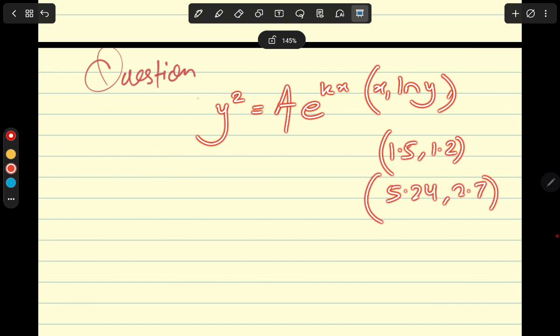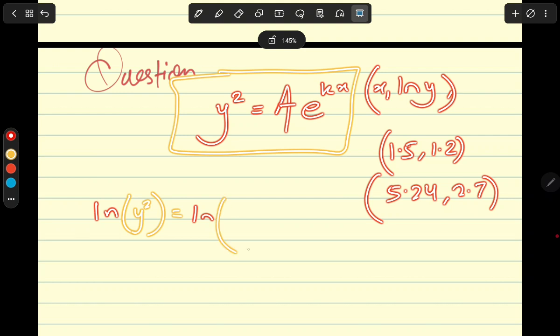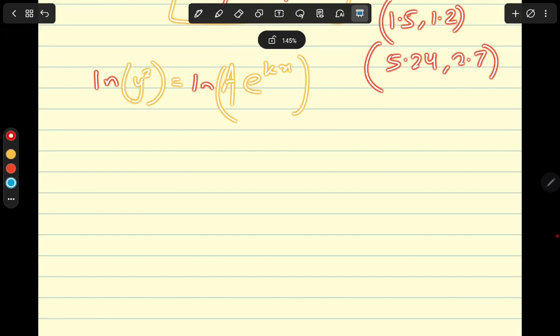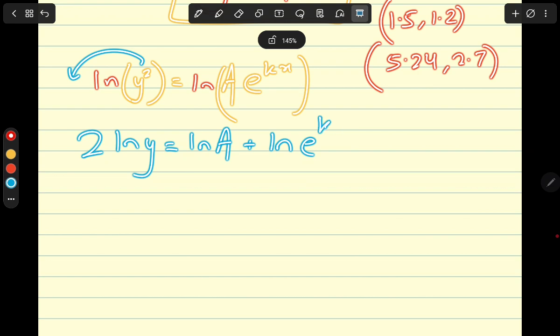Now you will notice that there is no ln y here, right? So now you are going to convert it into ln y, and how do you do that? You introduce the natural log, or the ln, on both sides. So I'm going to introduce ln here, and I'm going to introduce ln here, and I get ln of y squared, as it is, and ln of a times e to the power of kx. Now apply the power rule. This 2 comes in front, so 2 ln y equals, apply the product rule, ln a plus ln e to the power kx.